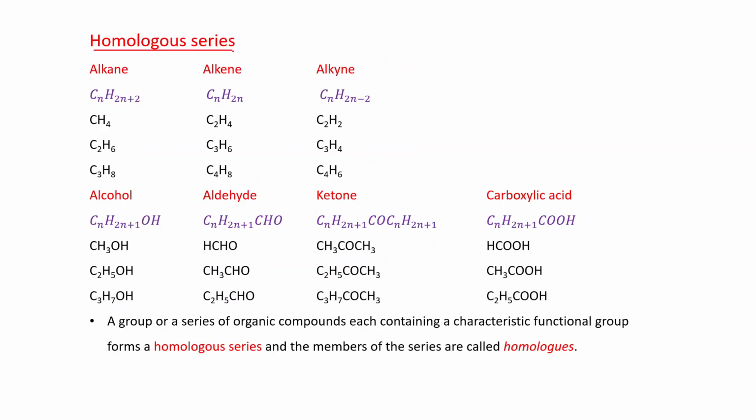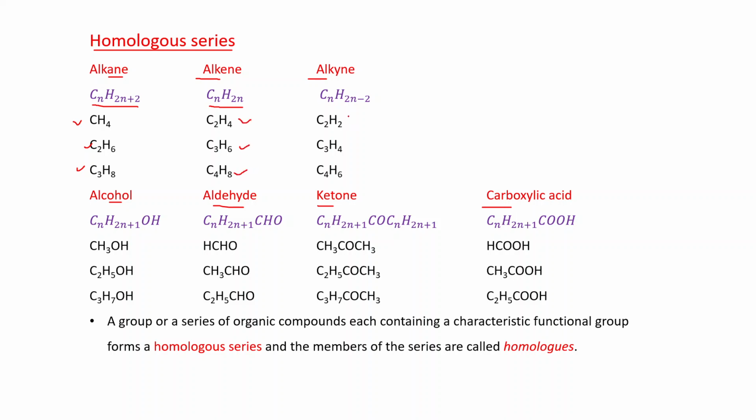Homologous series. Dear student, we have discussed alkane, alkene, alkyne, alcohol, aldehyde, ketone and carboxylic acid. For alkane, the general formula is CnH2n+2, and if we put the values of n as 1, 2, 3, we get CH4, C2H6, C3H8. In the same way, for alkene, CnH2n, if we put n equal to 2, 3, 4, we get C2H4, C3H6, C4H8.